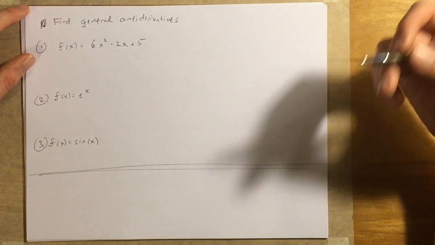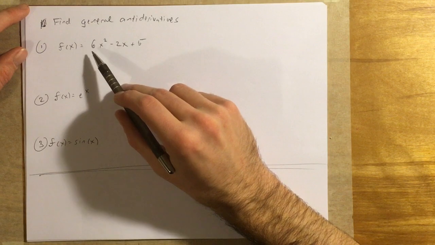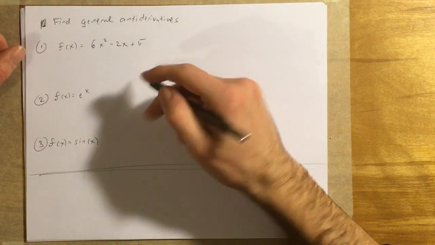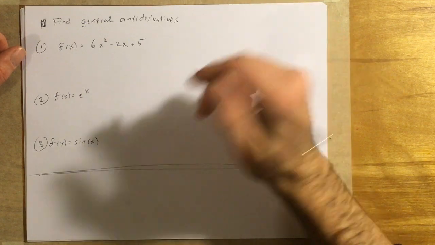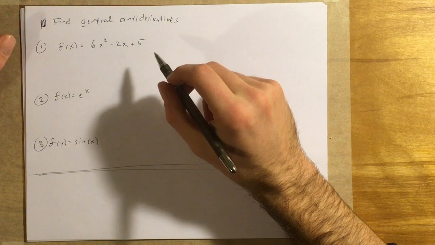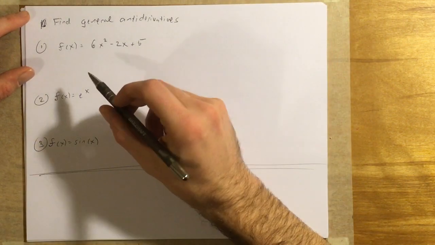So take a second to pause the video and try to figure out, just for yourself, what the antiderivative of this would be, or an antiderivative, the simplest one you can figure out, and then throw a plus C at the end. Okay, so pause the video and try it yourself, but now I'm going to explain it.